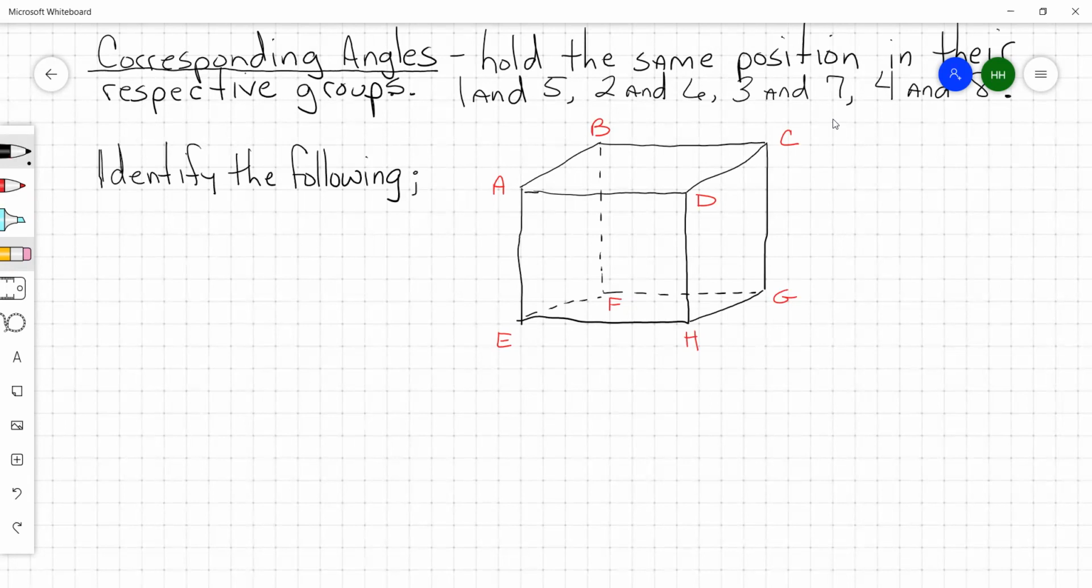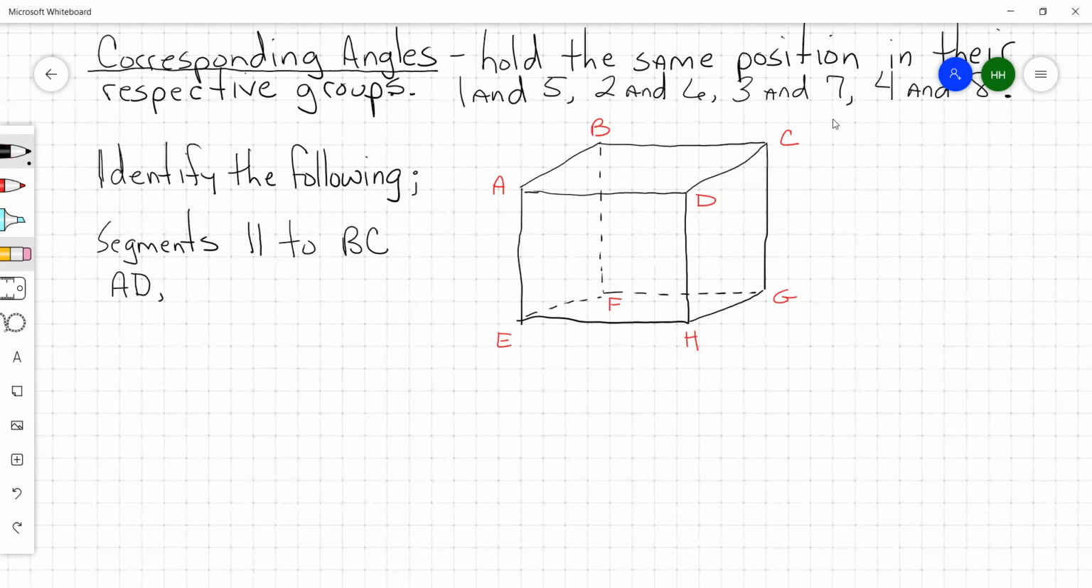All right, first thing we're going to identify here: segments. Here's the symbol for parallel, just two parallel sticks. Segments parallel to BC. Anybody give me a segment that's parallel to BC here? Good. AD. AD is parallel to BC. They don't intersect with each other.